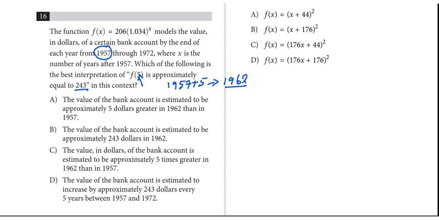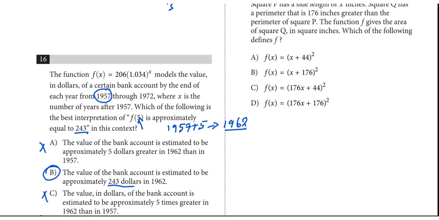The value of the bank account is estimated to be approximately $5. No. Option B, the value of the bank account is estimated to be approximately this value in 1962. That is the answer to the question. Okay, look at option C. The value in dollars of the bank account is estimated to be approximately 5 times greater. No. The value of the bank account is estimated to increase by approximately this. No. So the answer is option B.